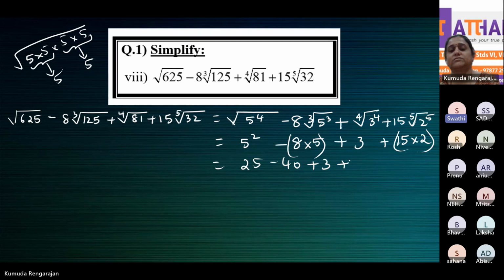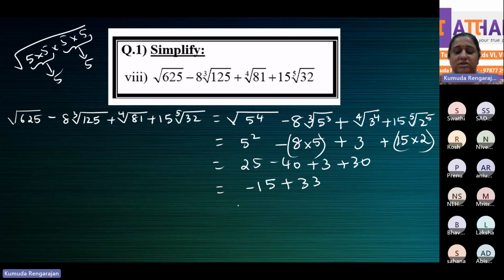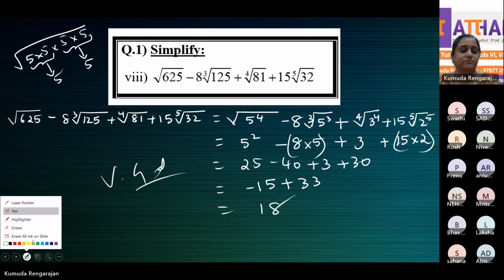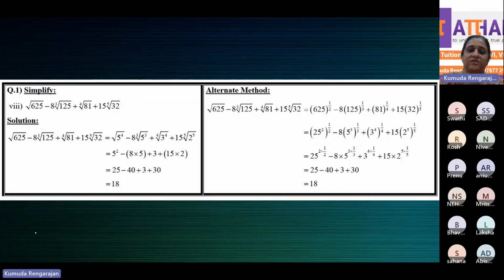When simplifying, we calculate and get 18. Yes, 18, correct. Very good, Swati. See the next one, children, the other method.